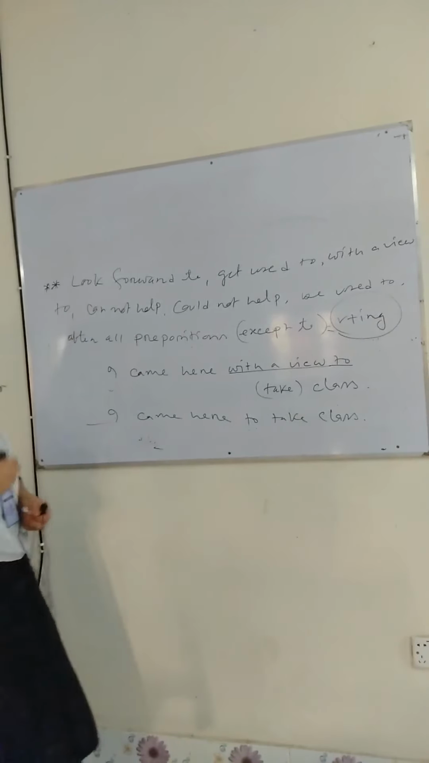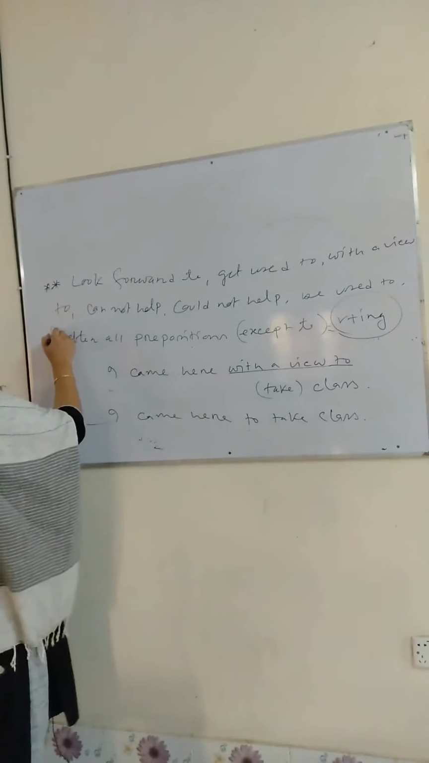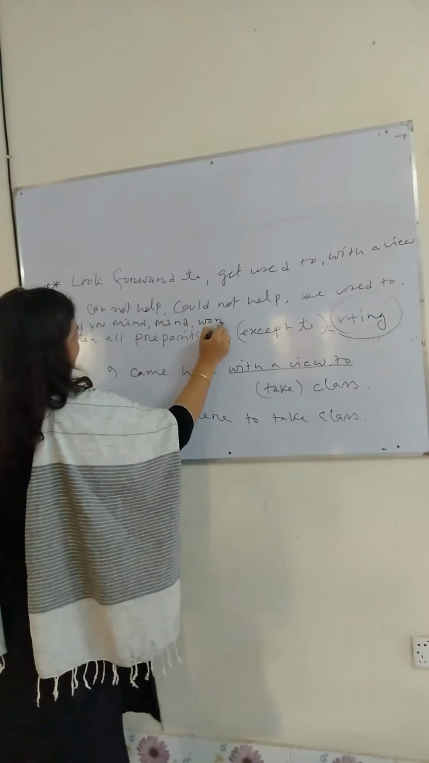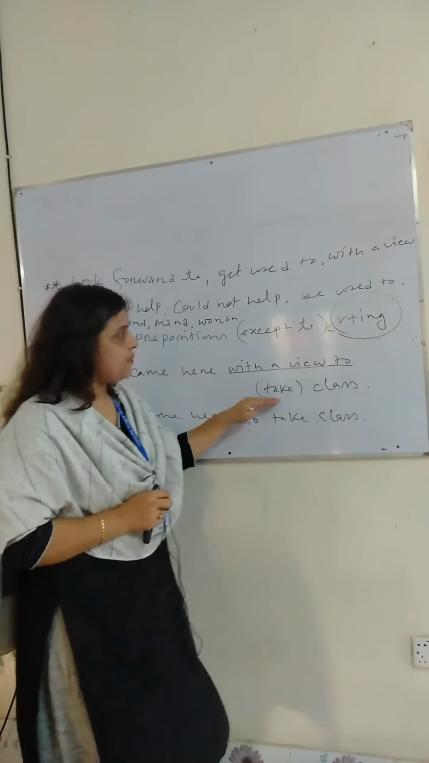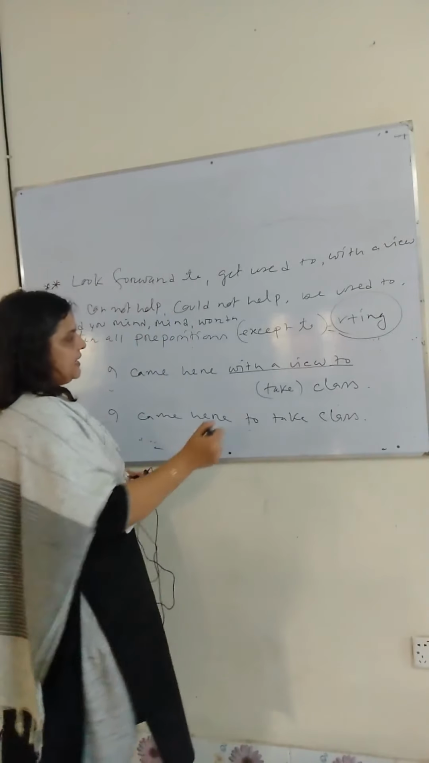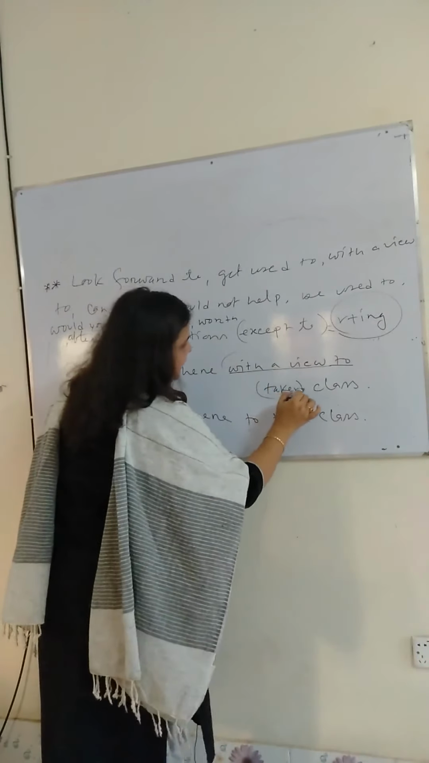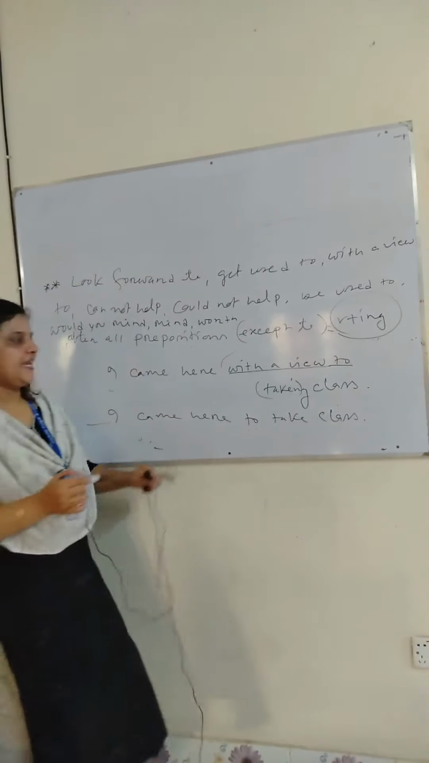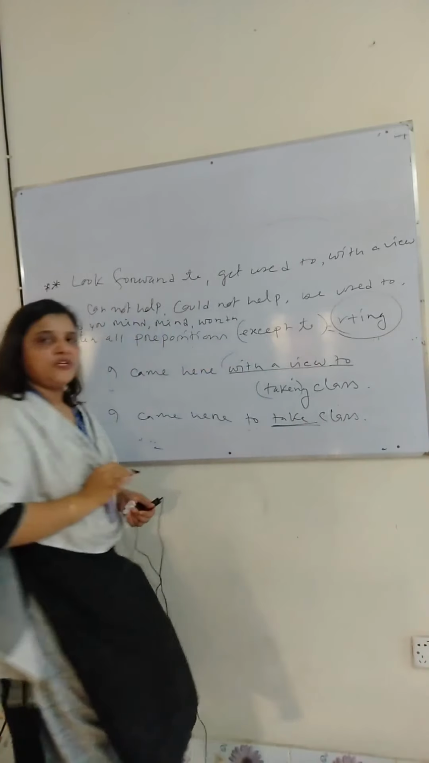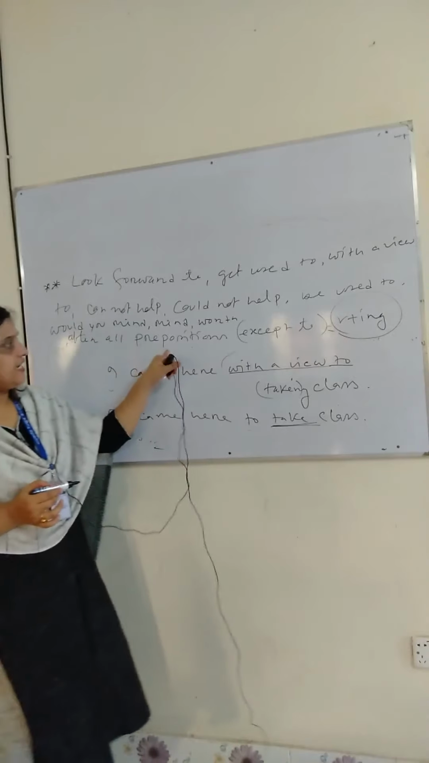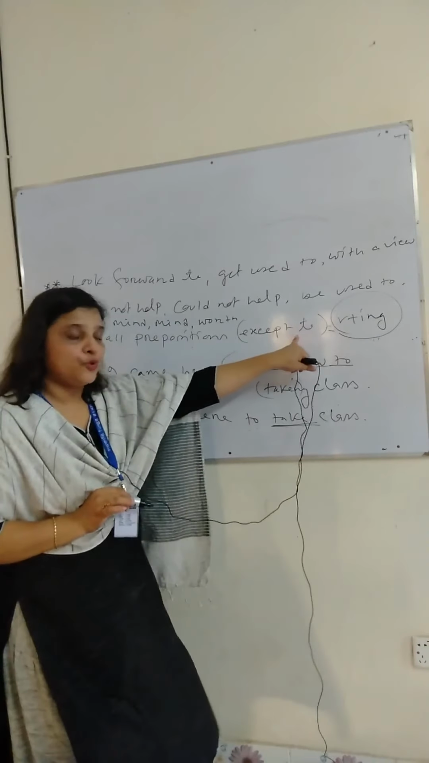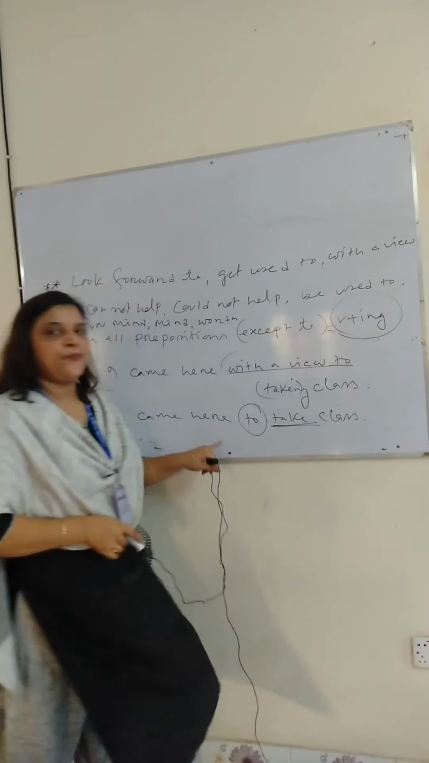cannot help, could not help, be used to, and would you mind? Would you mind? Whenever you find these phrases or words, then the next verb must be in ing form. Okay? So see, here as we find with a view to, we must make it ing form, taking class. And see the next sentence. I came here to take class. I am not making it taking. Why not? Because I have written here, after all prepositions, the verb will be in ing form except to. So this is normal to, just a preposition. Okay?